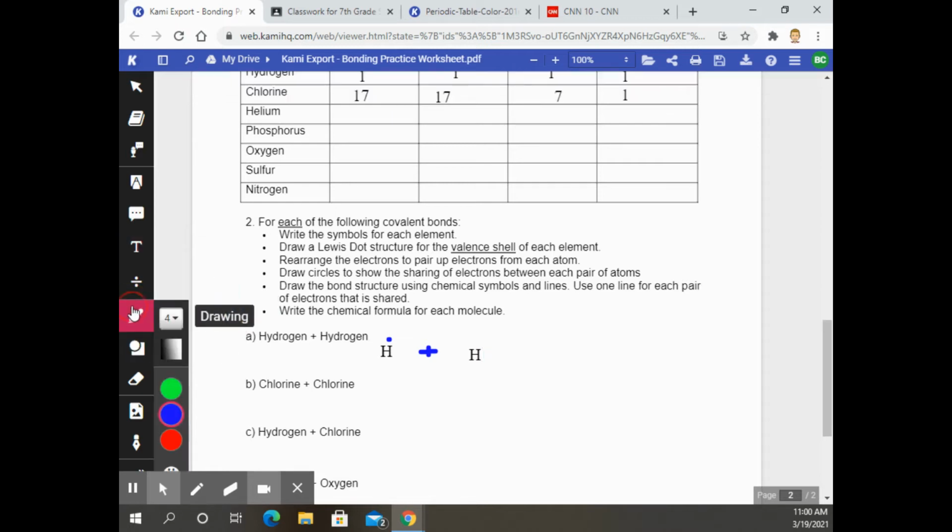Now, covalent bonds are different. Covalent bonds are a sharing of electrons from nonmetal to nonmetal. Okay, it's a sharing of electrons from nonmetal to nonmetal. So I'll write that down if you guys don't have that.